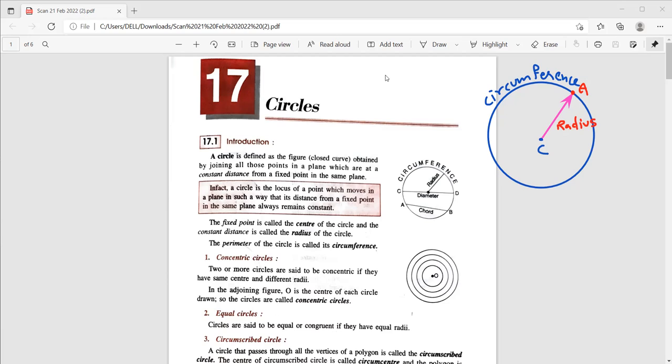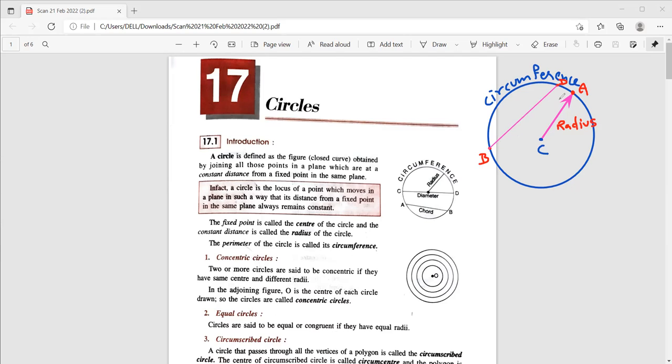If you have 2 points on the circle and you join those 2 points with the help of a straight line, say you have a point A and B here, or for that matter a point D here. Now you join points B and D with a straight line. Any 2 points on the circle, when you join with a straight line, you call that a chord.